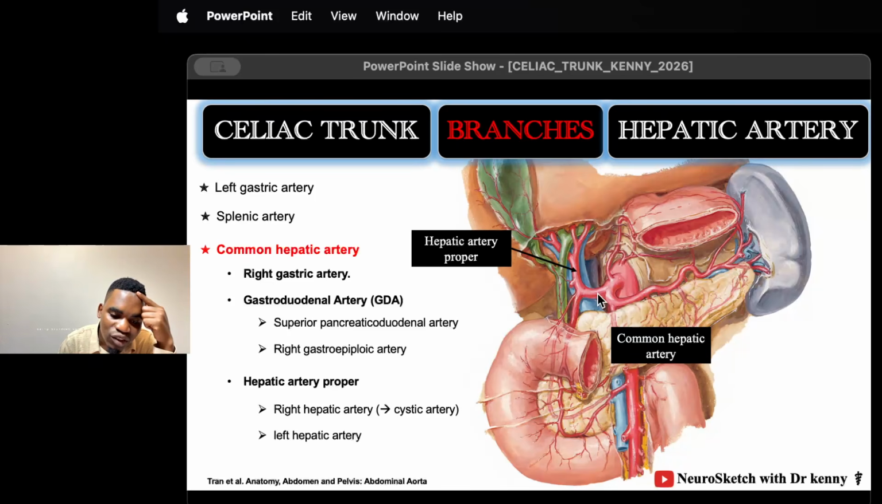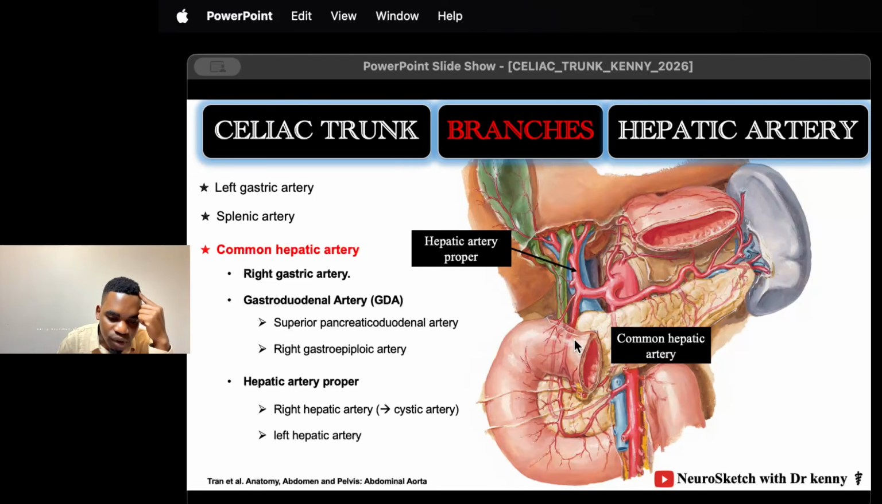What are the other branches of the common hepatic artery? We have the right gastric artery. We have the superior pancreaticoduodenal. We have the GDA, gastroduodenal artery, and then we have this supraduodenal artery, which is a variant.